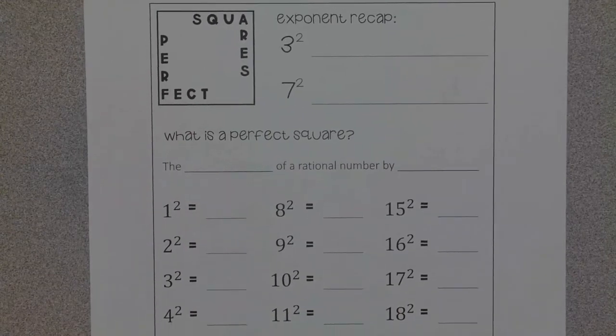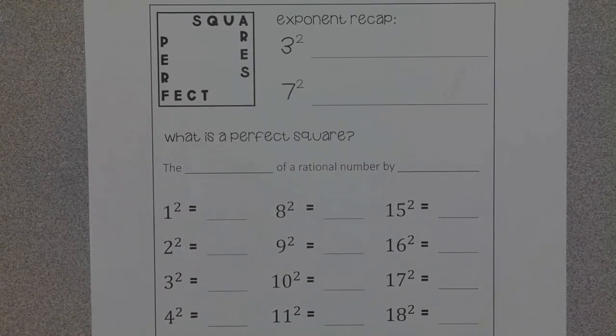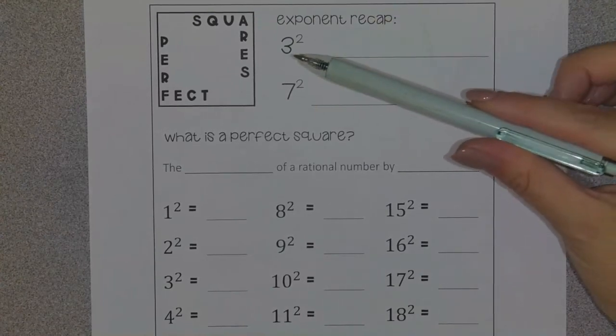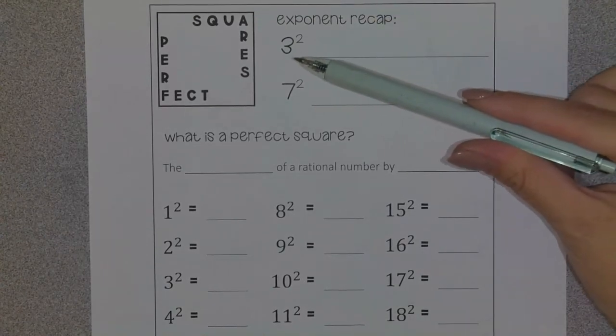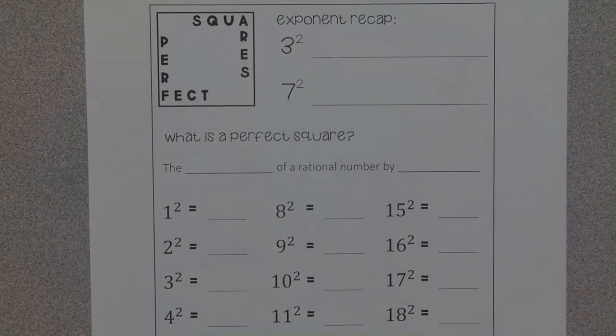All right, so today we're talking about perfect squares and square roots. And in order to understand what a perfect square is or what a square root is, we've got to do a quick little exponent recap. So remember, the bigger number is called the base, the tiny number is called the exponent.